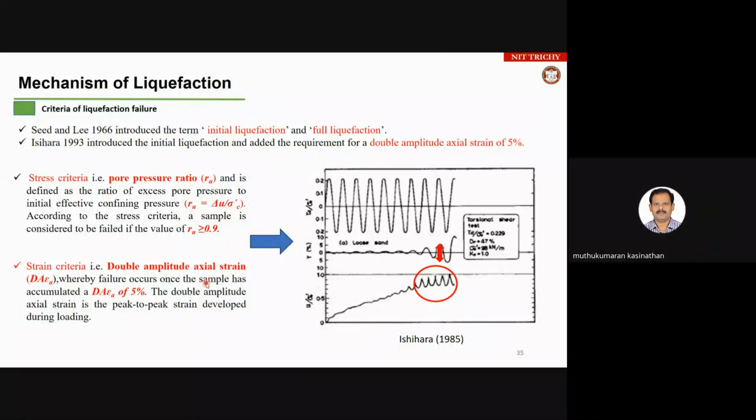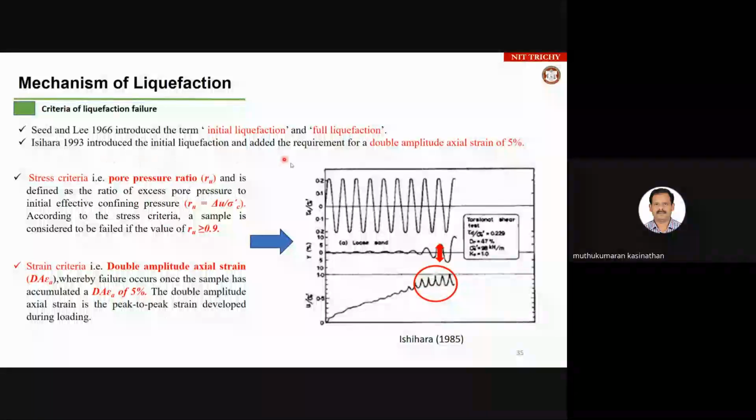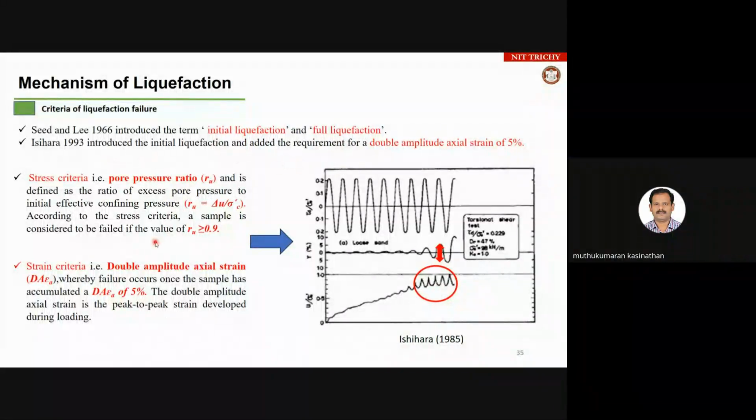Now let us move on to the actual problem. Liquefaction is a critical issue, as I highlighted in the beginning. So how do we assess it? How do we quantify liquefaction? There are two criteria described by Seed and Lee, for initial liquefaction and full liquefaction. These are the two important criteria: one is the stress criterion, the other is the strain criterion.